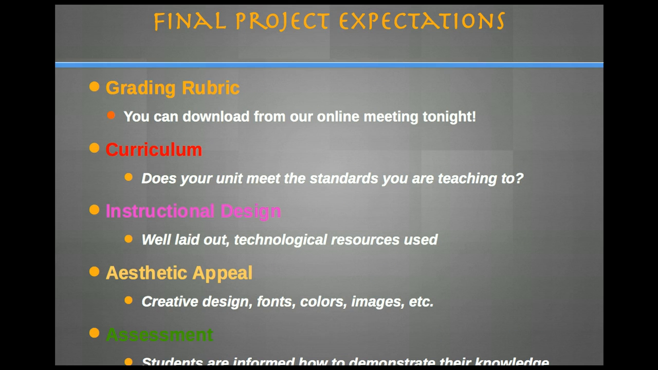Here are the expectations. This is the basic rating rubric that we'll be sending out to you. Is it meeting your standards for your specific curriculum? Instructional design and aesthetic appeal are the two areas that we've worked and talked about in the first half of the course. It's really important to make sure that it's well laid out, and that you're using technological resources, at least 5, and that's really not very many. I would expect that you have way more than that.